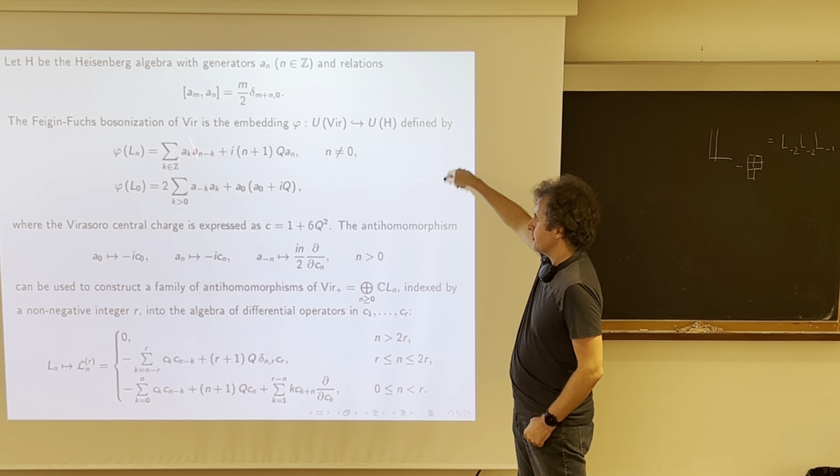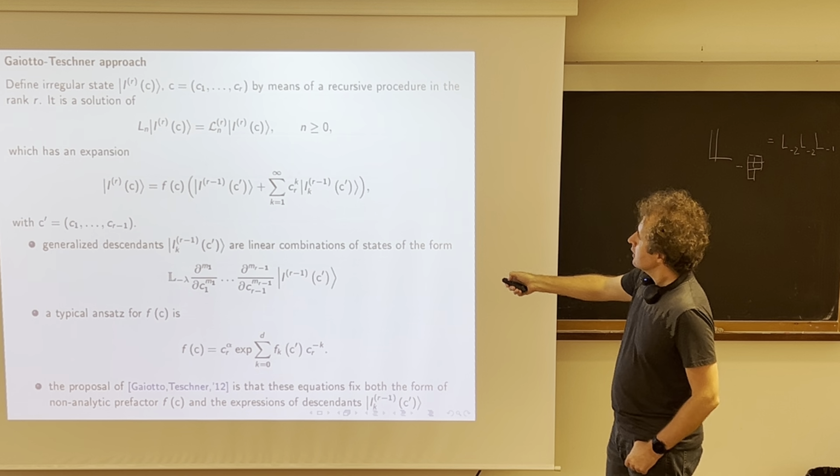Okay, and so now what was the suggestion of Gaiotto and Teschner? So the idea is that you are trying to do something similar to what we had before. So you introduce the irregular state, or Whittaker state, of rank R of the Virasoro algebra in this way.